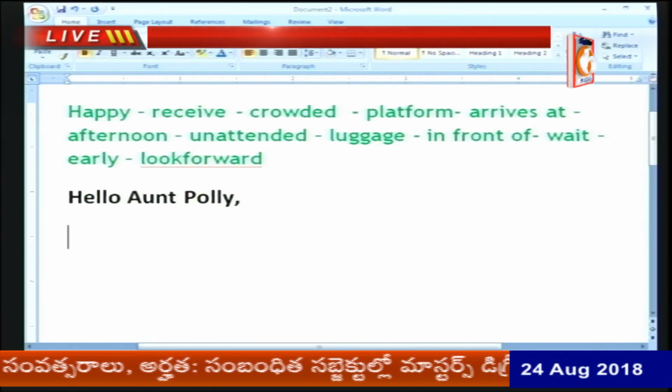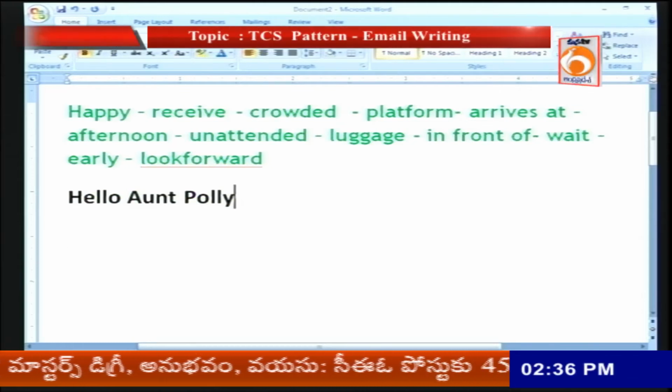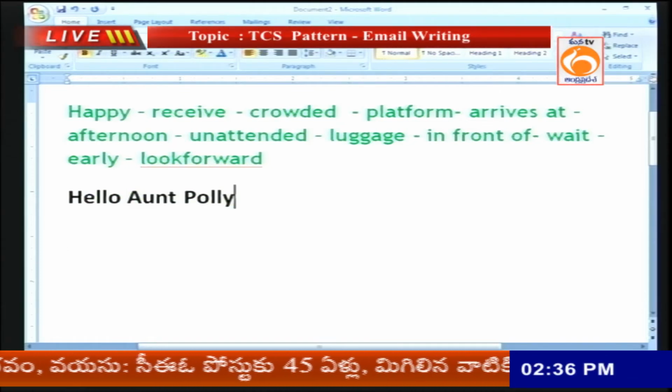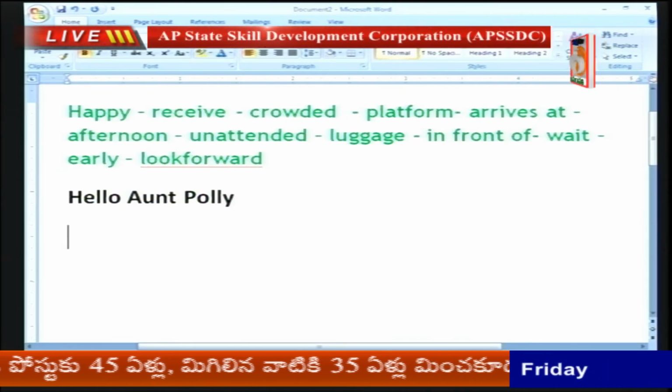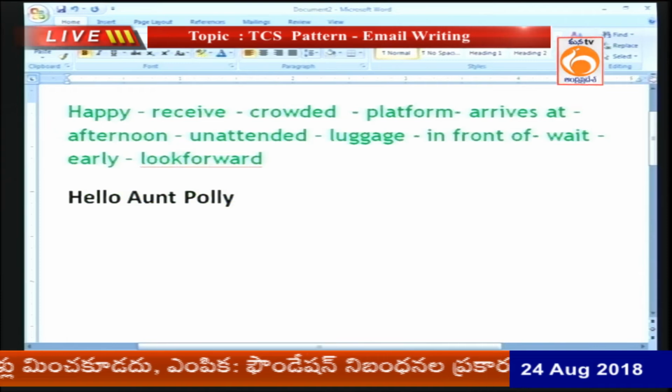I will use a comma and then say enter to go to the next line, but this comma is not needed because that's redundant. It's of no use, so you don't have to use it anymore. I know this is how we were taught in school, but it's not needed. Hello Aunt Polly.